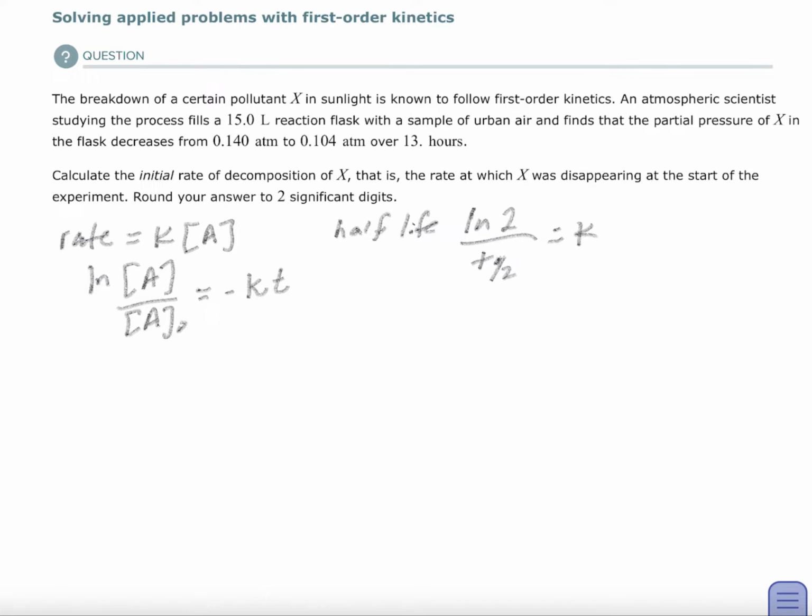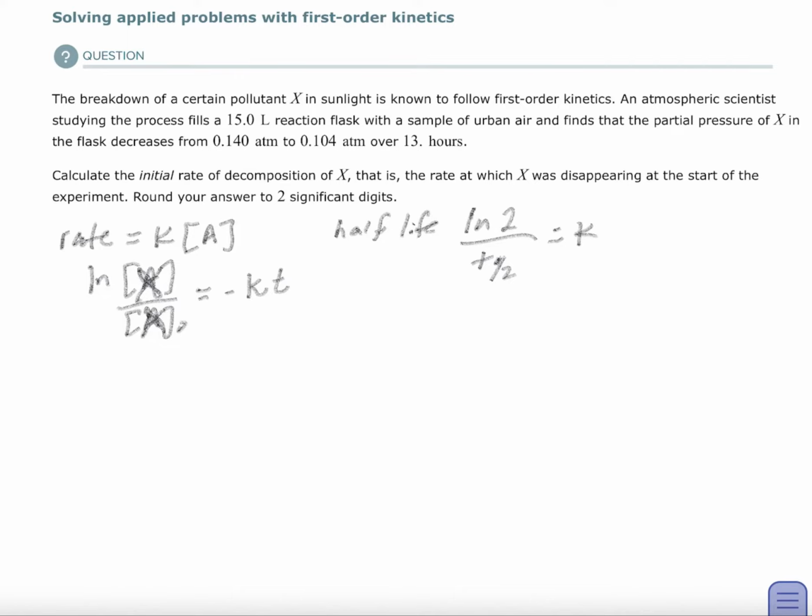Now, the concentration here is just the concentration of X. So I could simply recopy this as X and X: the natural log of X divided by X at the initial. And I have to find K, because if I have the rate equals K times the concentration of A, I have to have K. So I'm going to solve for K here, because I know both of these concentrations. I know that X initially is 0.14, and my new concentration is 0.104. So I can easily do that.